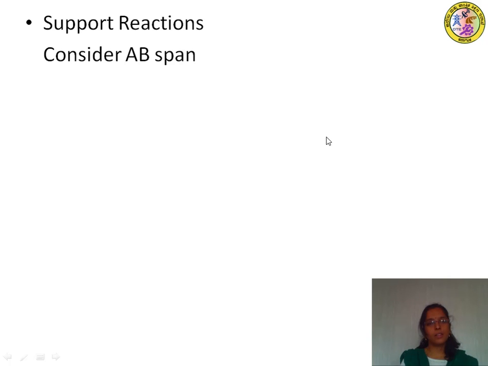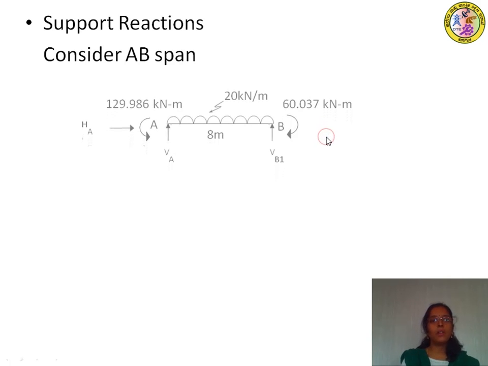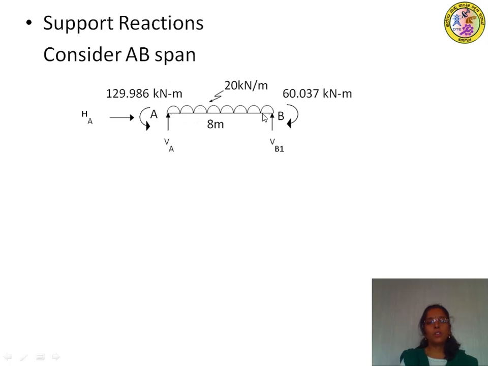So first let us consider AB member. So AB member is subjected to UDL throughout of intensity 20 kN per meter. So end A is fixed, therefore HA is represented, and with the end moments MAB is minus 129.986, therefore anticlockwise, and MBA is plus 60.037, therefore clockwise. Okay, so let us apply the three equilibrium conditions.